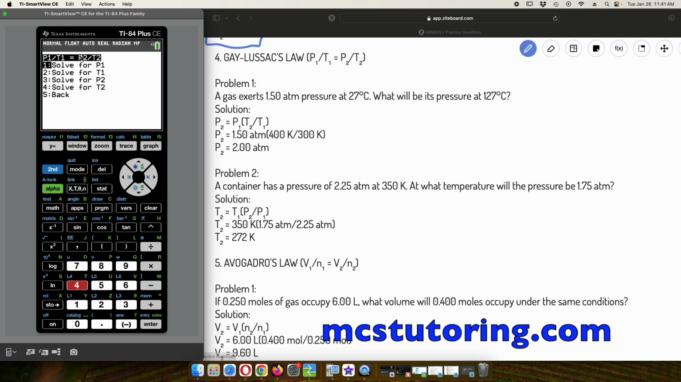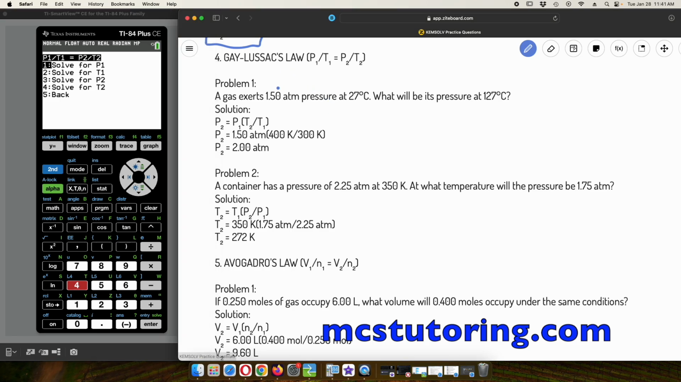P1 over T1 equals P2 over T2. So a gas exerts 1.50 atm. That's P1, the pressure at 27. So T1 is really going to be 27 plus 273 Kelvin, which works out to be 300 Kelvin for our T1. It's not the answer to the question, but it's the answer to that part.